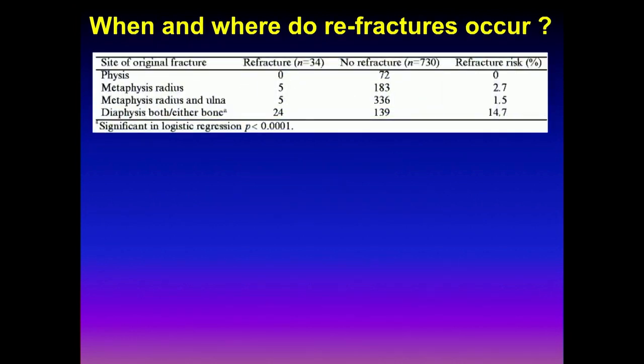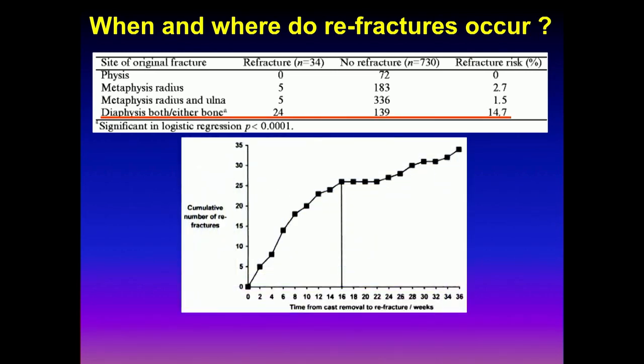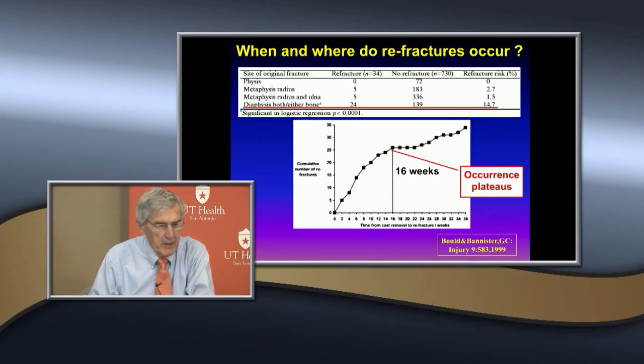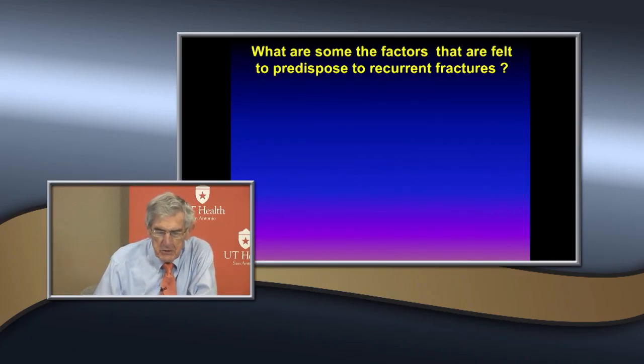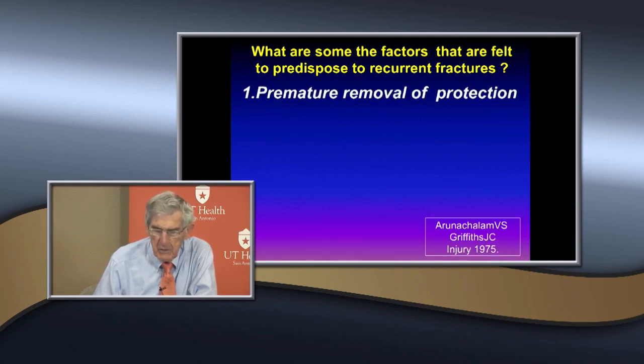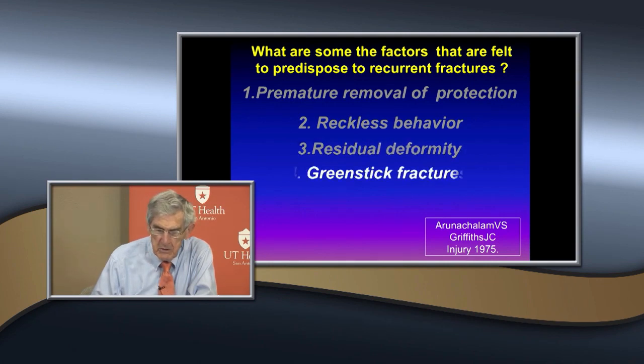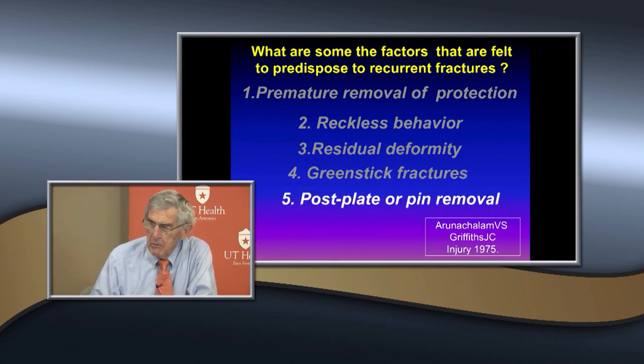When do refractures occur? Well, in this study here, they found that the peak was at about 16 weeks. That's when they've gotten enough muscle strength and so forth, and they're back out playing full speed. So what fractures are felt to predispose to recurrent fractures? Well, taking the cast off too soon. Reckless behavior, residual deformities. If they're greenstick fractures, remember you have incomplete callus. And post plate or pin removal.